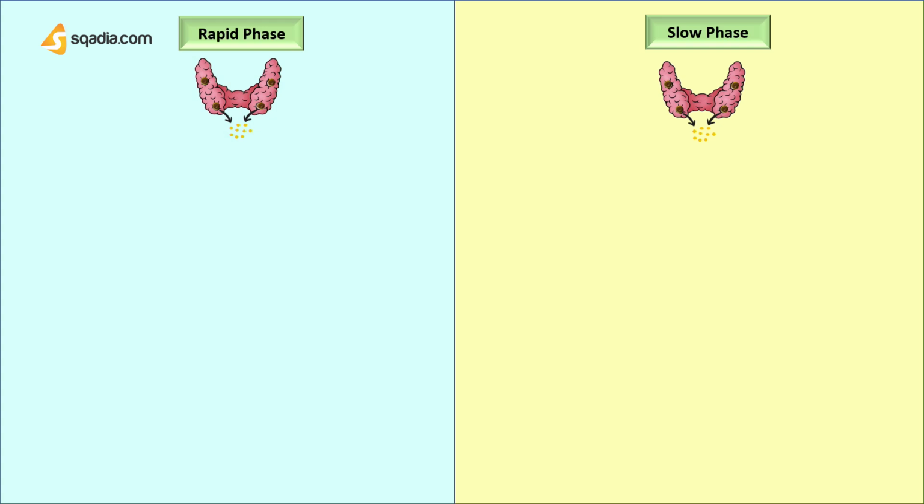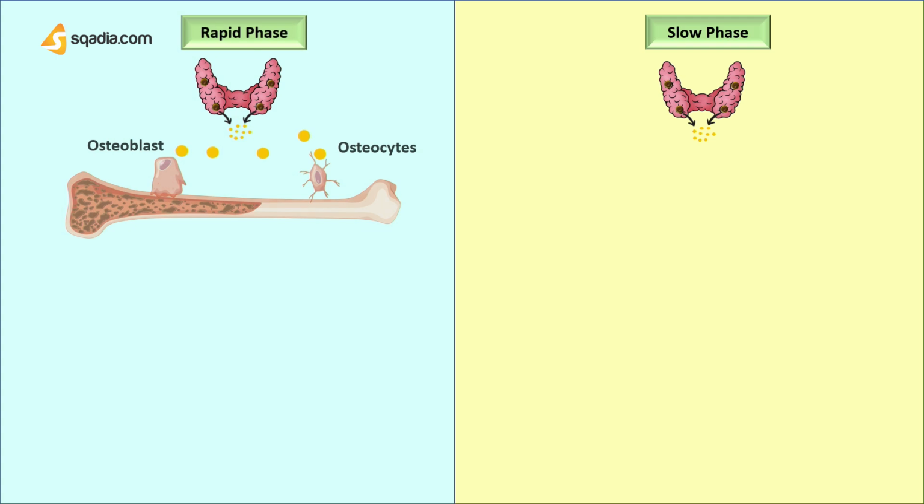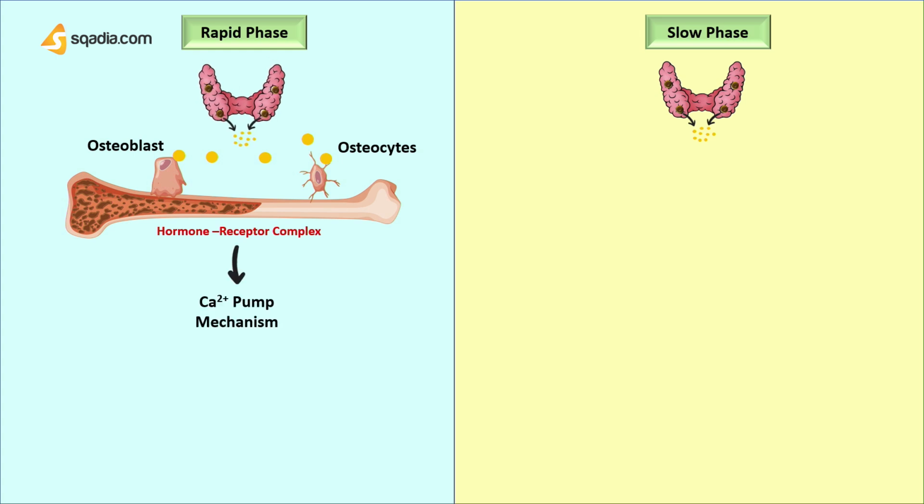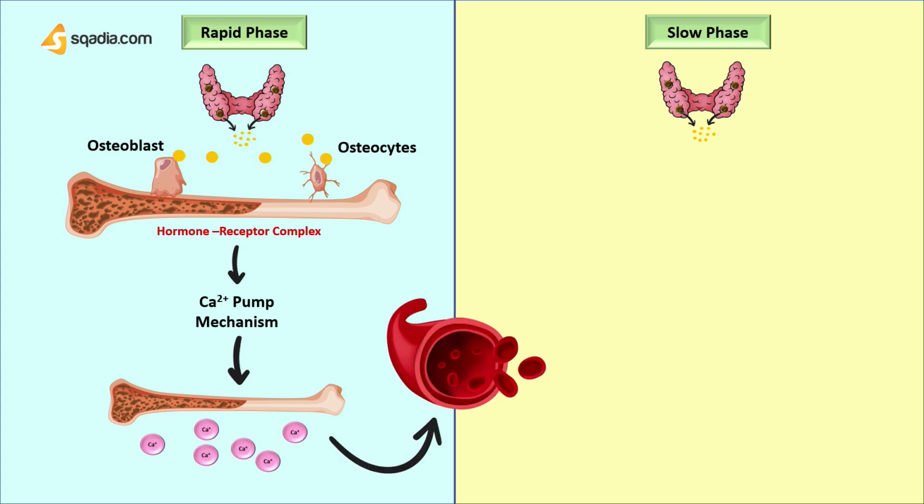Immediately after reaching the bone, the parathyroid hormone gets attached with the receptors on the cell membrane of osteoblasts and osteocytes. The hormone receptor complex increases the permeability of membranes of these cells for calcium ions. This accelerates the calcium pump mechanism so that the calcium ions move out of these bone cells and enter the blood at a faster rate.